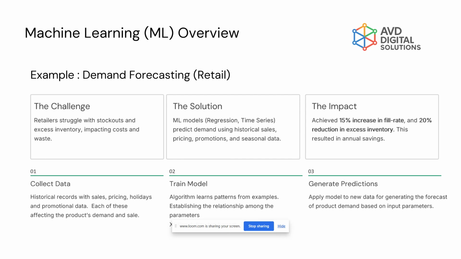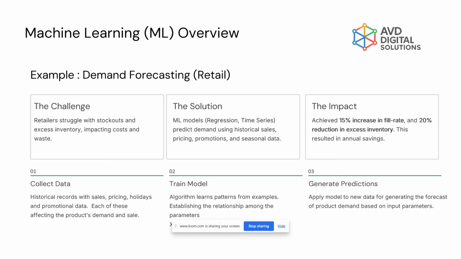To implement this kind of a system, what goes in architecturally is, number one, you collect data. You collect historical records from that store about their sales, the pricing of the products, the holidays, and the promotional events that are all impacting the sale of that product. So we get the historical data from that store, put it in a structured format like a table or a spreadsheet, and move on to the next stage where we choose a machine learning algorithm, which I said is capable of understanding the patterns exhibited within this data.